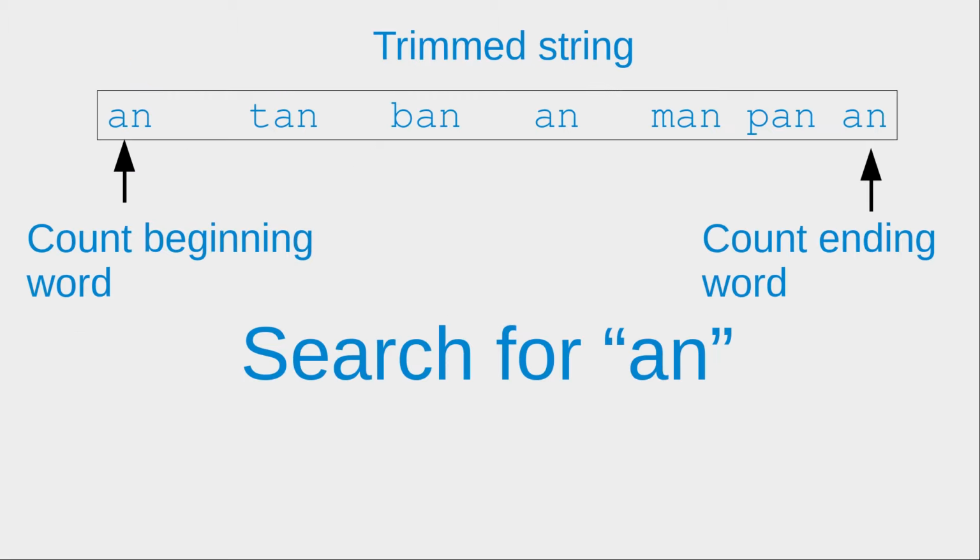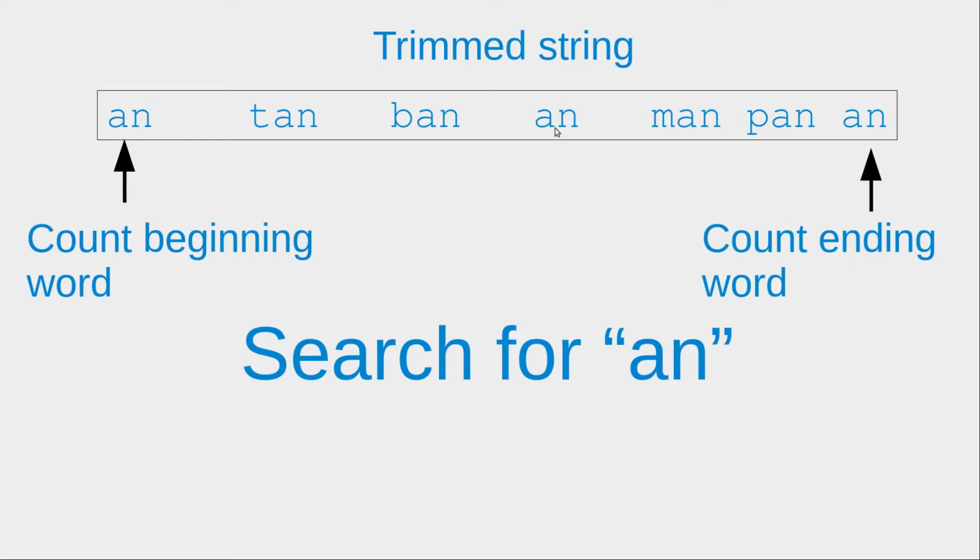Let us see an example shown on the slide. Suppose my target is to search for the word "and". In this case, I will go to the very first word on the trimmed string. I can see that there is a target word on the beginning, and I can also see my target on the very far end of my trimmed string. So I will count these two words as my answer.